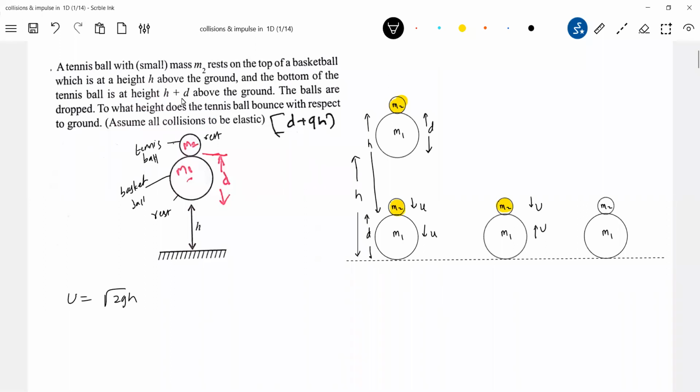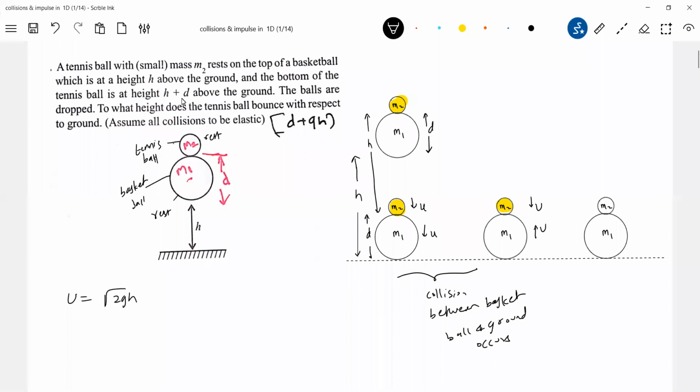So here what actually happens? Collision between basketball and ground occurs. Now how are the tennis ball and basketball moving? They're moving opposite to each other. So now a collision occurs between the tennis ball and the basketball.